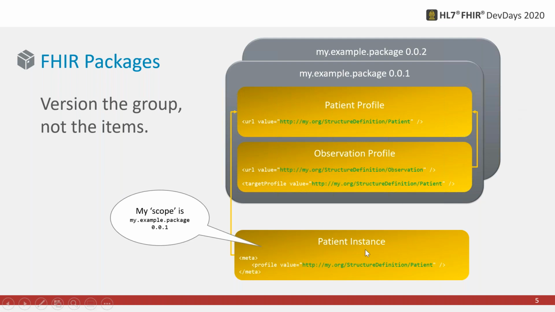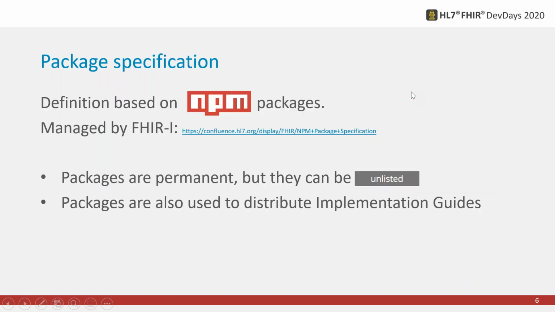And similarly, if you have an instance and you're validating that against a package, it's really clear what this instance claims to conform to, this structure definition. There's only one of them in that package, so it's really clear what you're versioning against. And packages have this kind of dot notation for their package name, and they can have multiple versions. And we'll see a bit more of that.